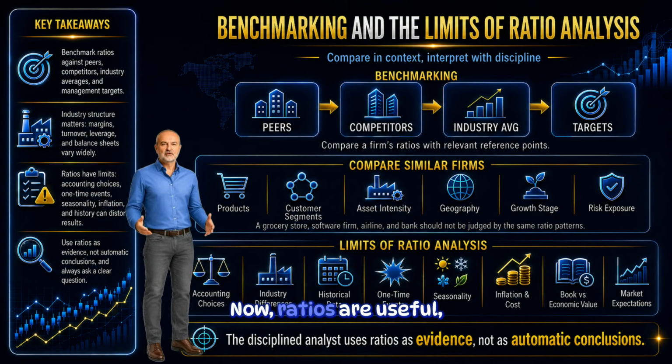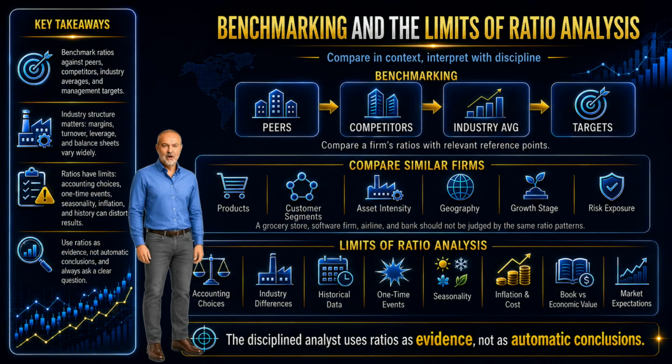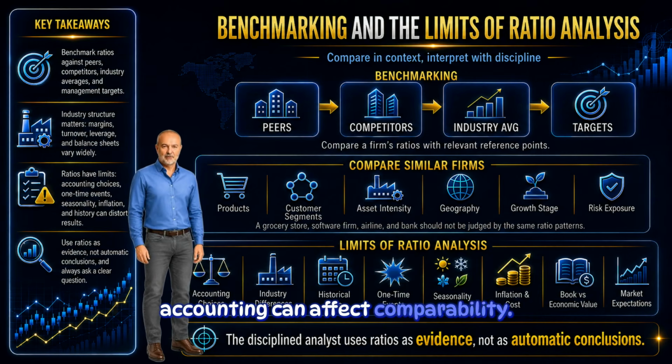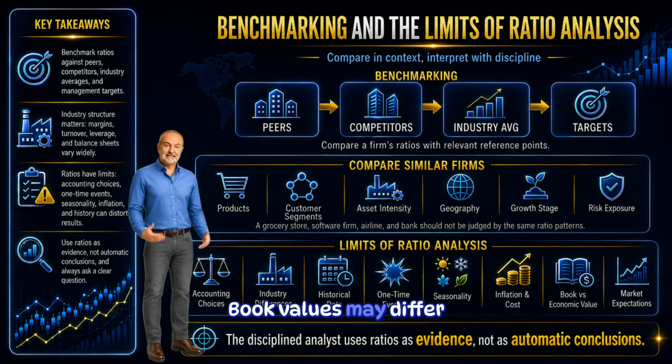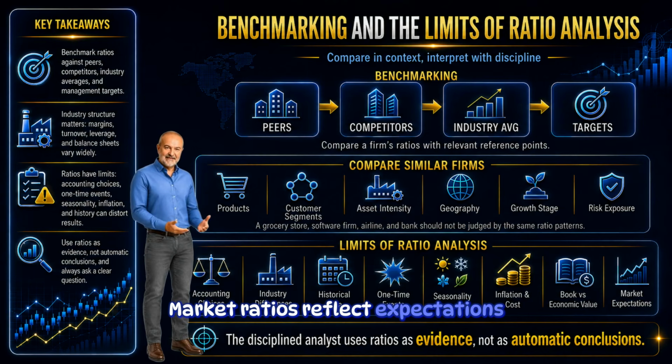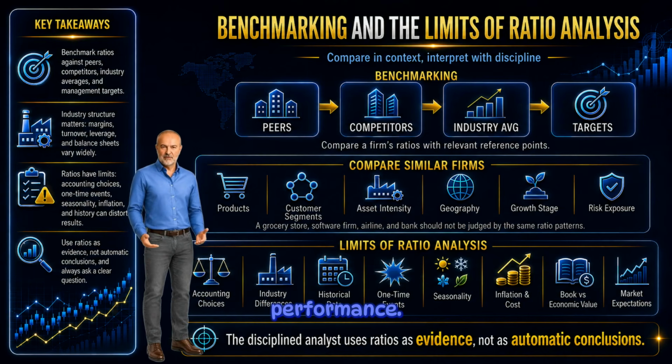Now, ratios are useful, but they have limitations. Accounting choices can affect ratios. Industry differences matter. Ratios are based on historical data. One-time events can distort results. Seasonality can mislead. Inflation and historical cost accounting can affect comparability. Book values may differ from economic values. Market ratios reflect expectations as well as current performance.